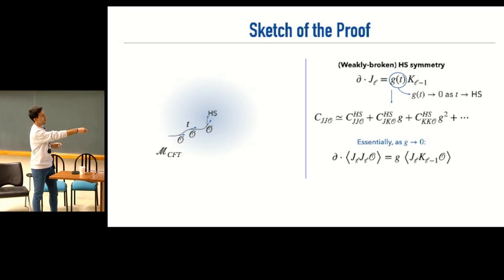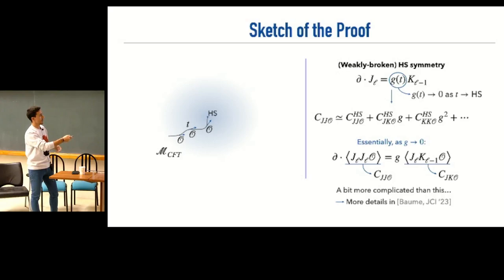Since this one contains the information about CJJO and this one the information about CJKO, then it's reasonable that in the expansion, the order G will be controlled by GKO, and the same for KKO, okay? But what is the point here? First of all, this is a bit more complicated, but you can check the paper to see how to do it step by step more carefully. But in this case, it just works. For this sketch of the proof, it's easy enough.